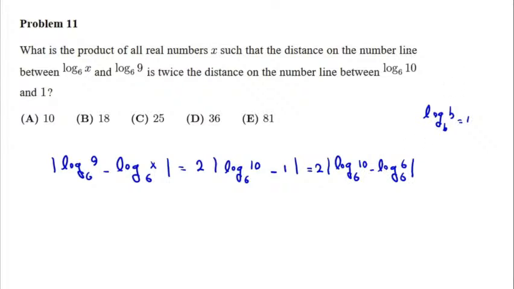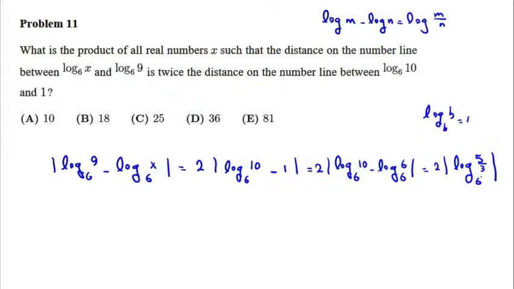Now, when you have a difference in log problems, you can say log m minus log n. When the bases are equal, it is log m over n. So I can say it is 2 times the absolute value of log 6 of 10 over 6, which will be 5 over 3, log 6 of 5 over 3. Now you want to say whether it is positive or negative. If you consider the log graph, it will be this. Before 1, it is negative. After 1, it is positive.